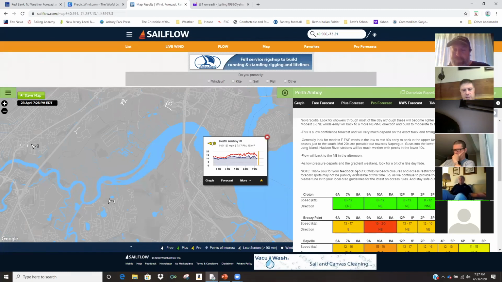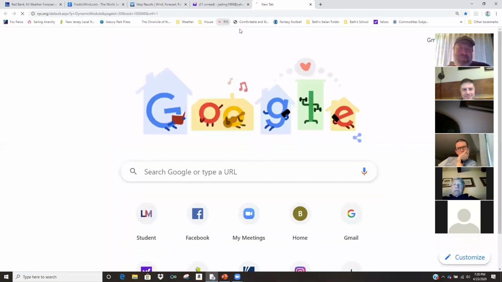Frank, quick question. On the cupola, how far off is the cupola reading from this site? You know, I haven't checked the cupola reading. Last time I looked at the cups, they didn't look so healthy, so I haven't really looked at the cupola. You want to see? We can go to the club page right now.